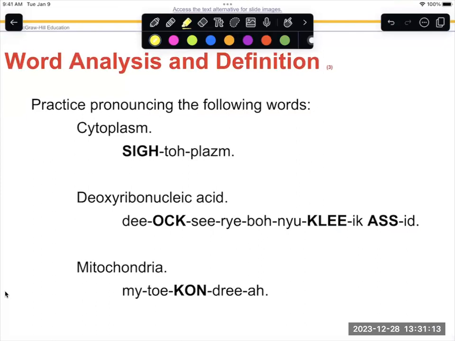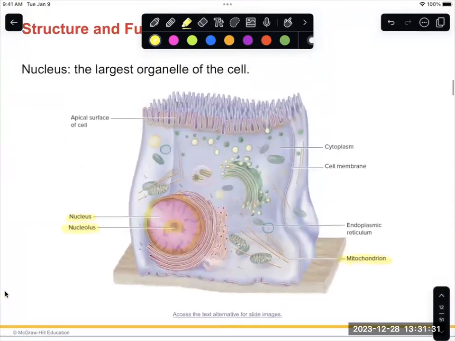So cyto means cell. Plasm, that's this clear gelatinous substance that forms a substance of a cell and surrounds its nucleus. So all of this free space around this cell here, without the organelles, just all the blue around it, that is filled with this cytoplasm. It's this fluid inside of the cell.